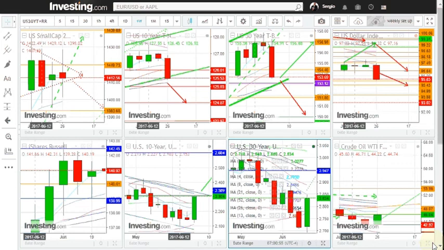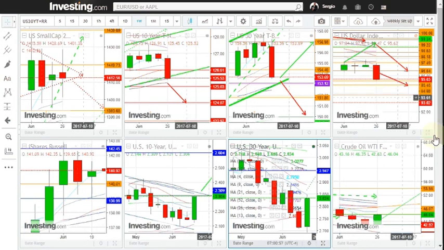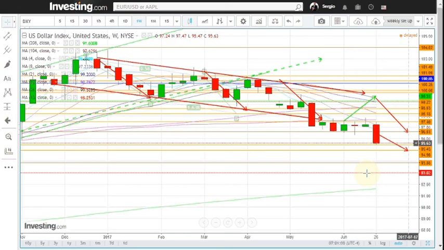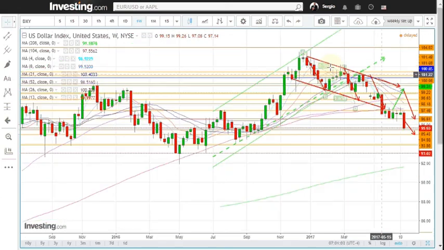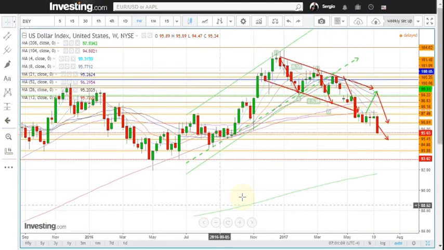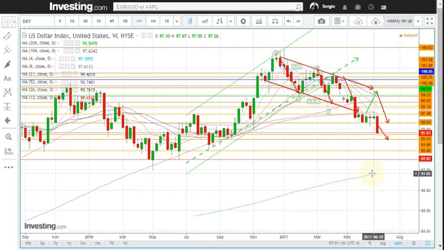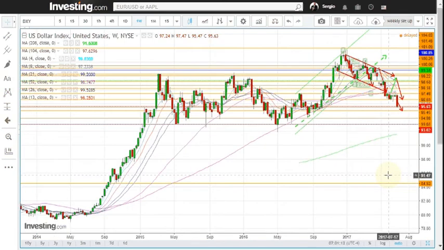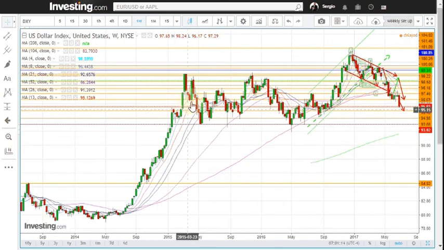So now let's proceed. Let's continue. Now let's have a look at DXY, the US dollar index, and that's a bearish week for the US dollar. You see over here we have your 208-week moving average, and then boom, maybe it can go lower, but the dollar is still strong.